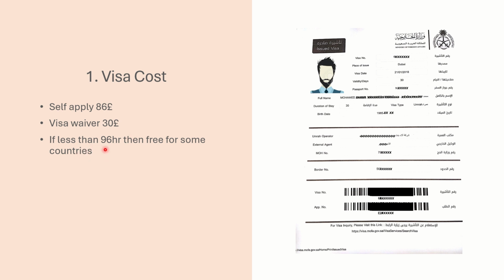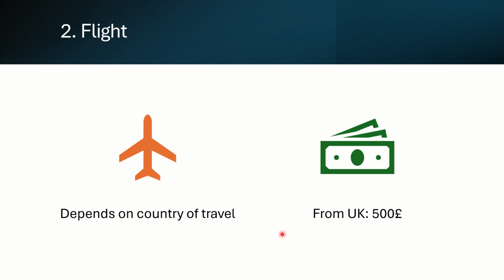And if you are visiting Saudi Arabia for less than 96 hours, then you can enter without any visa. You don't need to pay a visa fee. That's what I understood, but you can check for it. And once you apply, the e-visa is very fast. Once you apply the form, you will get it within 4 to 5 minutes, honestly.